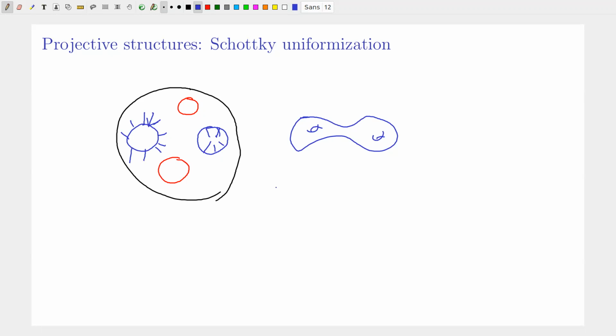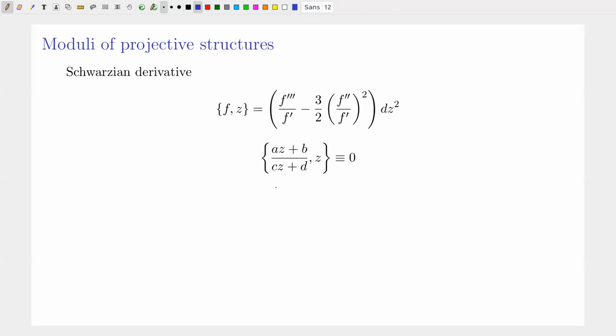Good. So let me tell you about how many projective structures we have on a given curve. And for this, let me recall that we have this differential operator, the Schwarzian derivative, that is particularly well adapted to Möbius transformations. It is intimately related with the group of fractional linear transformations. The Schwarzian derivative of such a transformation vanishes, and it has very good change of coordinates properties. So we are still on curves.